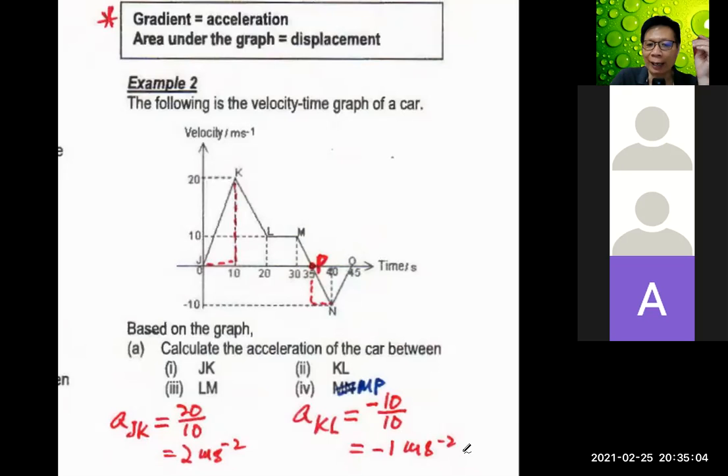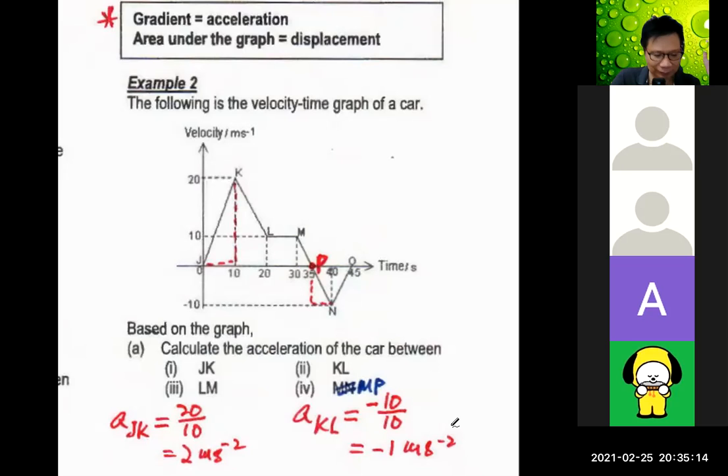What is the meaning of negative acceleration? Christine, when the acceleration is negative, it means what? Christine, do you know or not? Deceleration. Very good, Christine. Yes, deceleration. Here is deceleration. Here is acceleration. Okay. And next one, LM.